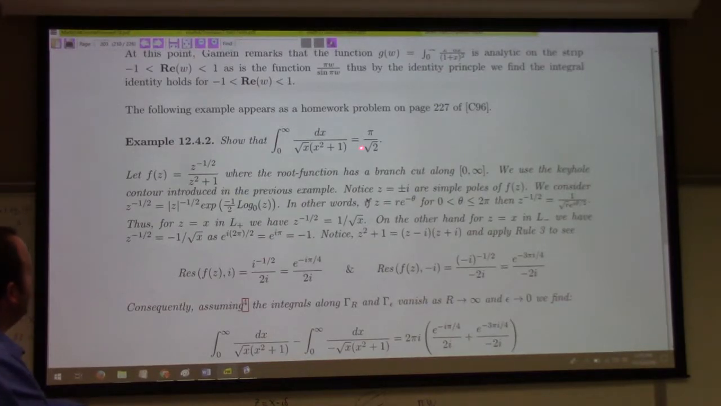Let's see. This one, I look at z to the minus 1/2, and again, it's the same branch cut, the same keyhole we did in the last example. You work through it, very similar argument. This time we got residues at plus or minus i, both of which are in the keyhole contour. So the residue theorem picks up two things, and you go through the calculation, and you can do this integral.